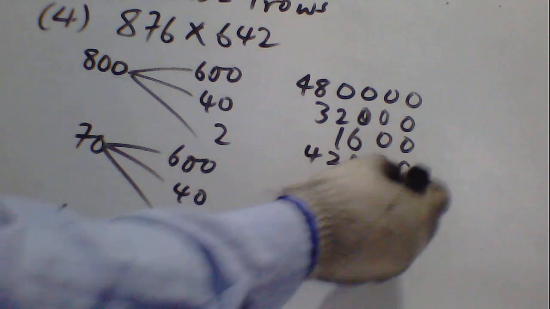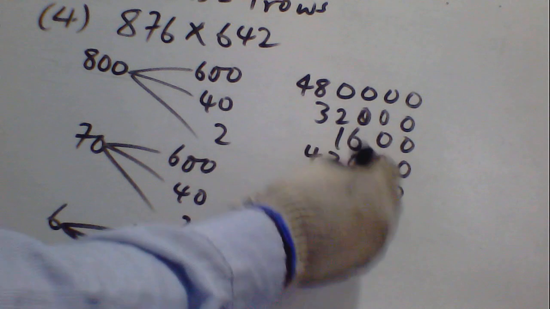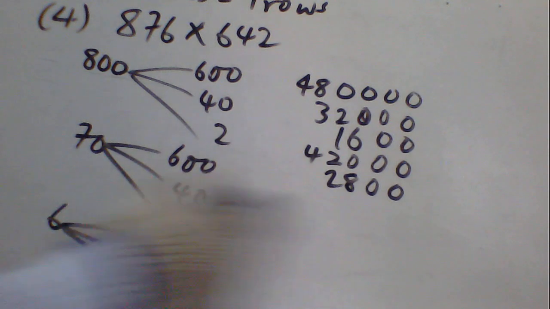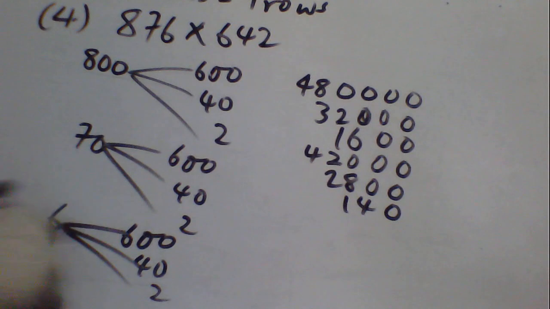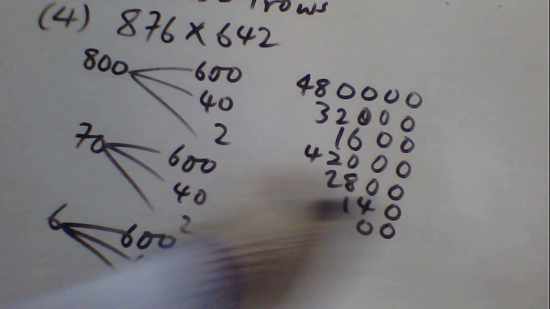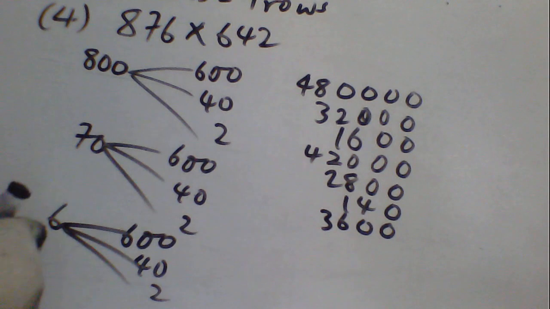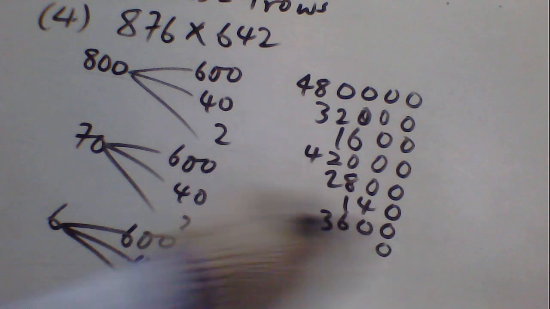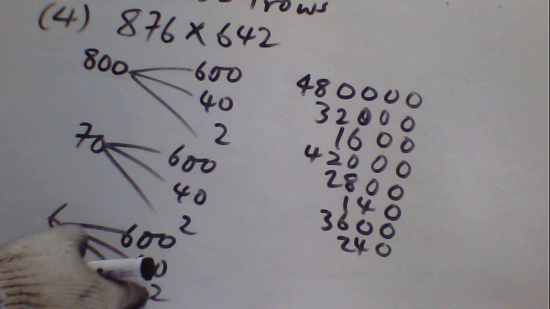70 times 400, we have 2 zeros. 7 times 4 will give us 28. 70 times 2, we have only 1 zero. That gives us 14. So 6 times 600, we have 2 zeros. 6 times 6 will give us 36. 6 times 40, we have 1 zero. 6 times 4, 24. 6 times 2 will give us 12.